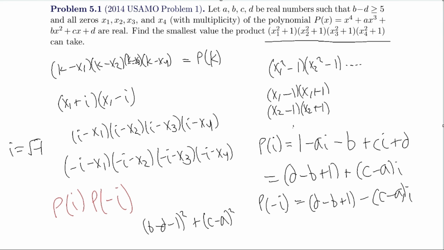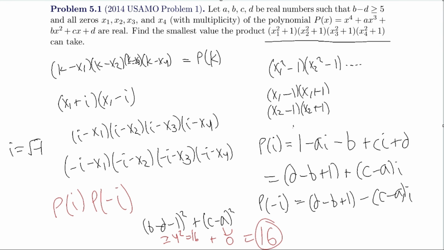Now, we know that b minus d is at least equal to 5. So this means that this term here is at least equal to 4 squared, which is 16. And this term here, what do we know it's at least equal to? Well, for example, if c equals a, then it's equal to 0. But otherwise, because the square of a number is always at least equal to 0, this is at least 16 plus 0, and that gives our answer 16. And we are done. Or are we?